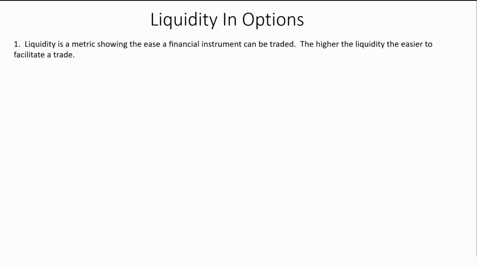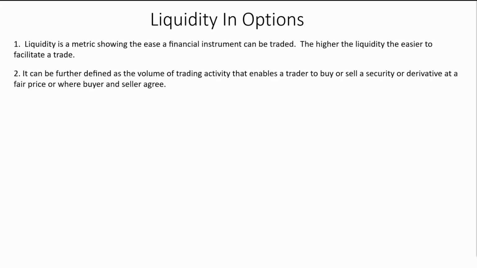If somebody gives you a tip on something and it's got very little liquidity, I call those roach motels. You can get in, but you can't get out. So if you want to be a successful option trader, certainly stay in the ones that provide that liquidity and stay away from those that aren't very liquid. Now, liquidity can be further defined as the volume of trading activity that enables a trader to buy or sell a security or derivative, which is an option, at a fair price where the buyer and seller agree.